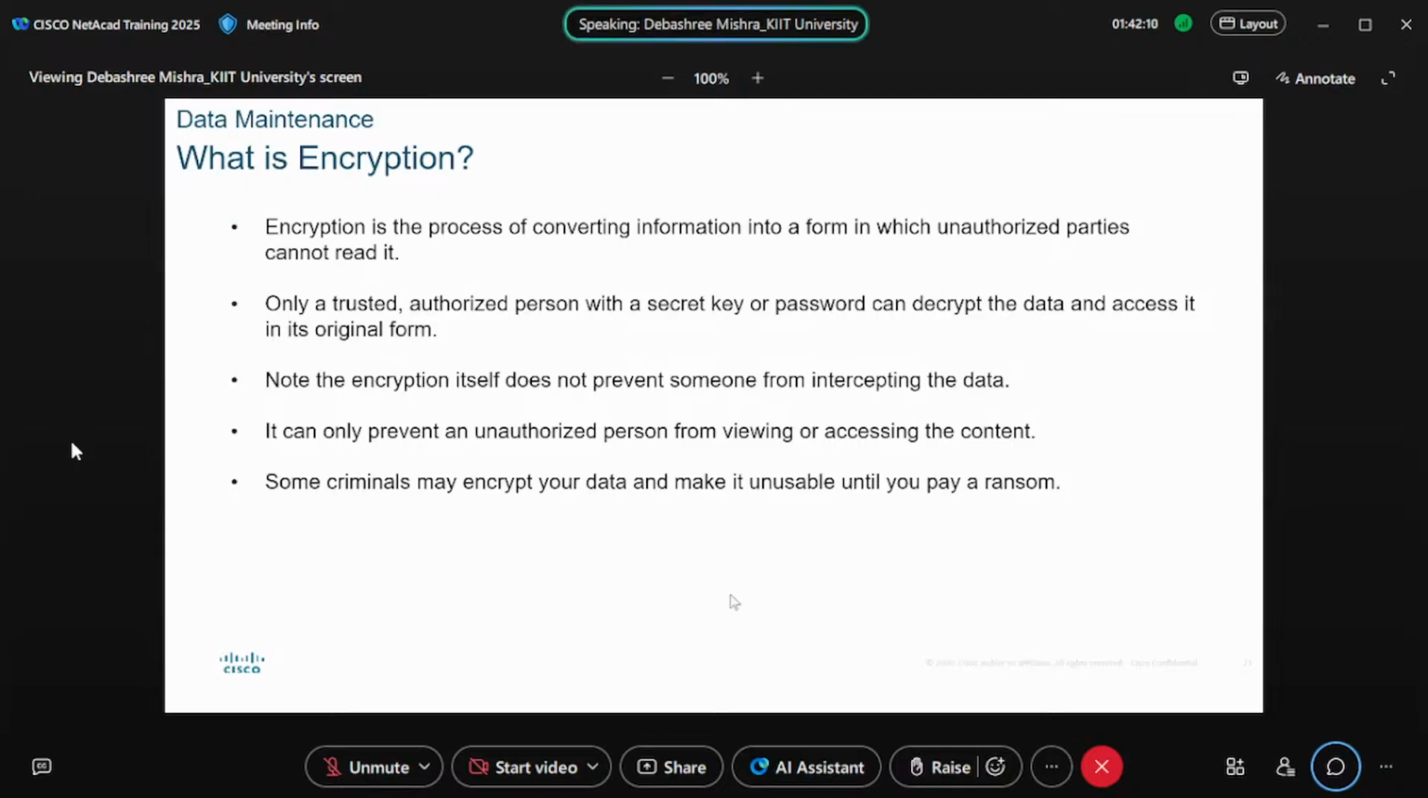Okay. So this is how it basically works. It prevents an unauthorized person from viewing or accessing the content that you have encrypted. Okay.